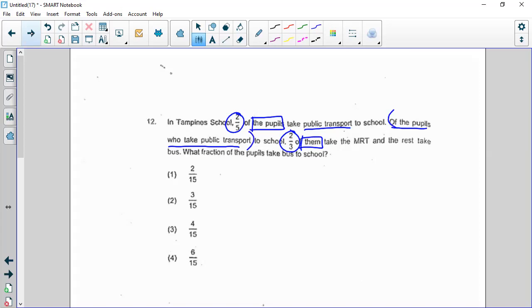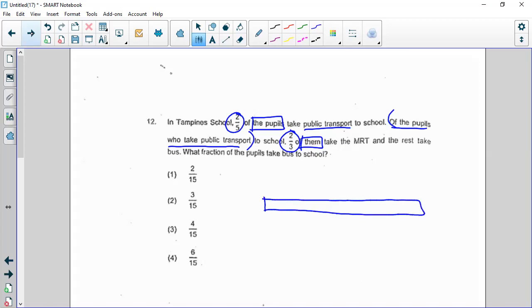So the fractions are talking about different things, different groups. The first fraction is talking about all the pupils. The second fraction is talking about only the pupils who take public transport, not the same group. So anyone who take 2/5 and you plus 2/3, wrong already, right? If you make the denominator the same, wrong already, because they are not talking about the same thing. All right, so how do we still solve? We can still draw the model.